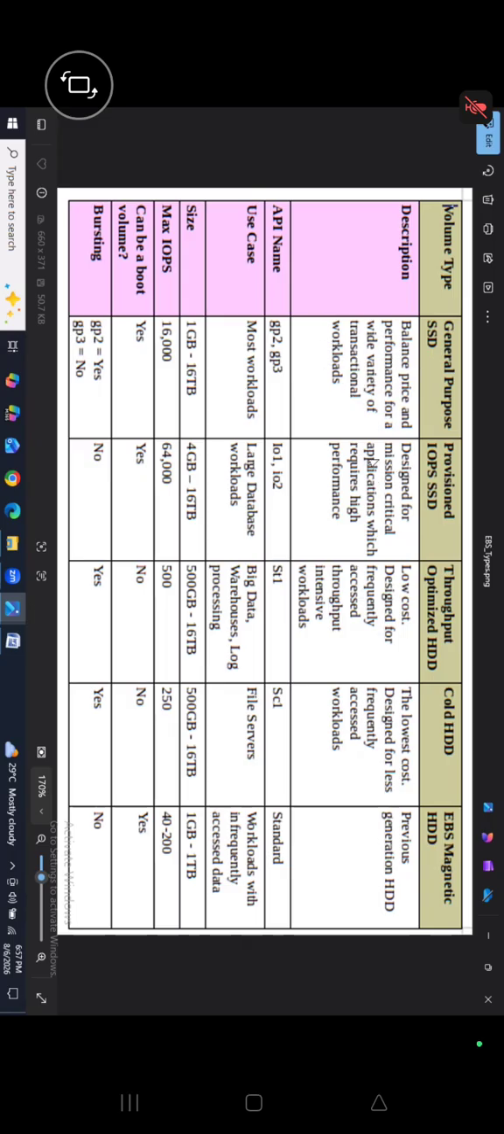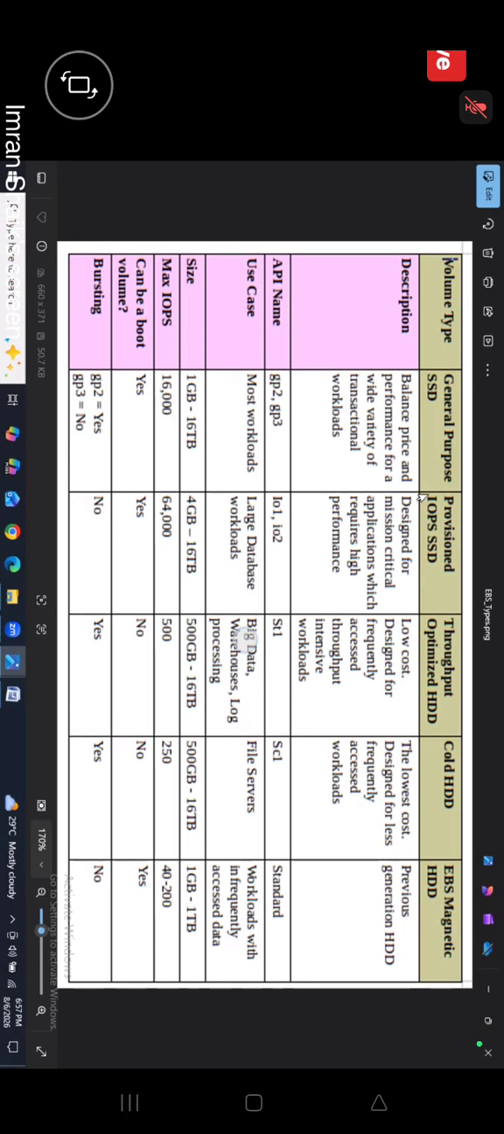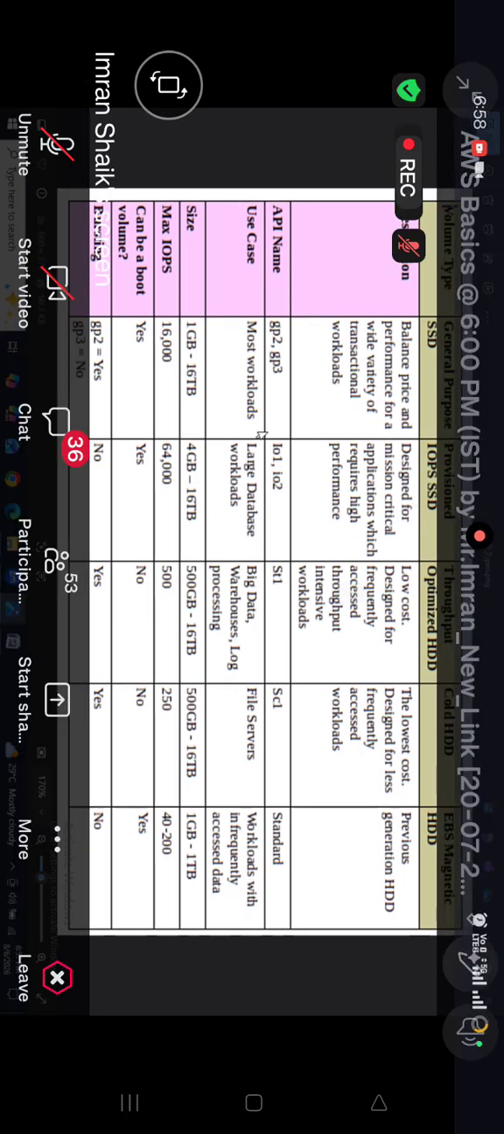So coming to provisioned IOPS, right? So critical applications which need high performance. Okay. Critical applications means it may be like hospital kind of applications, critical applications we have, right? So if you need to store the critical applications, we are going to use provisioned IOPS. IO1, IO2.